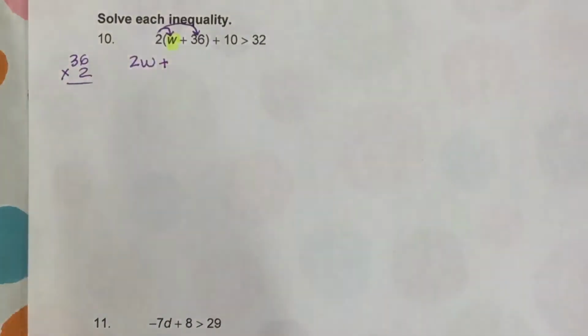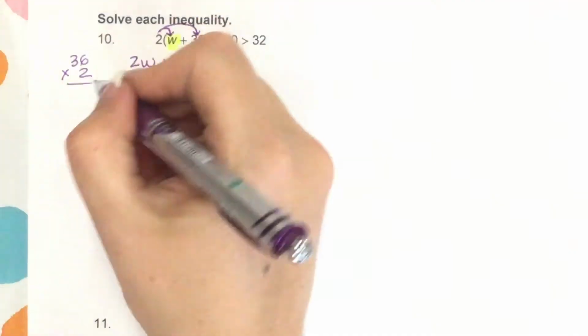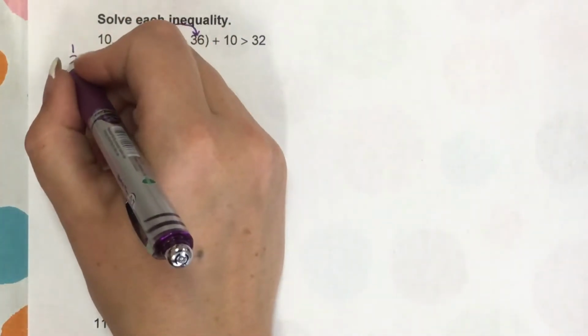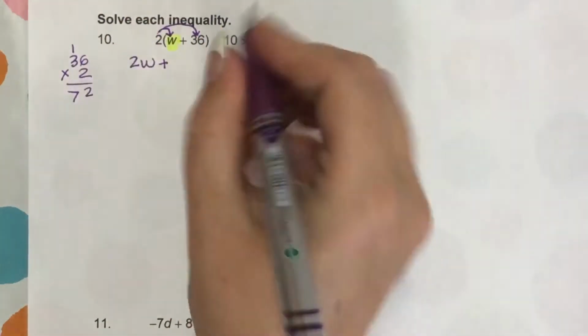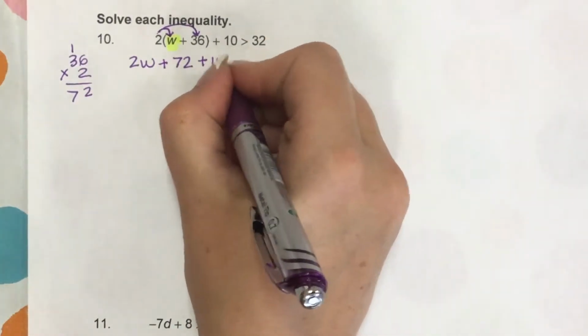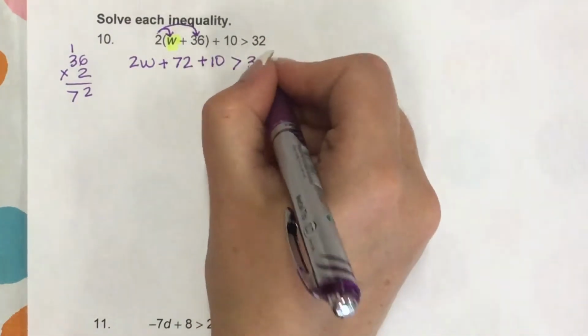I'm going to go ahead and do that on my side right here. 2 times 6 is 12. I write the 2, carry the 1. 2 times 3 is 6 plus 1 is 7. So it ends up being a positive 72. Plus 10 is greater than 32.